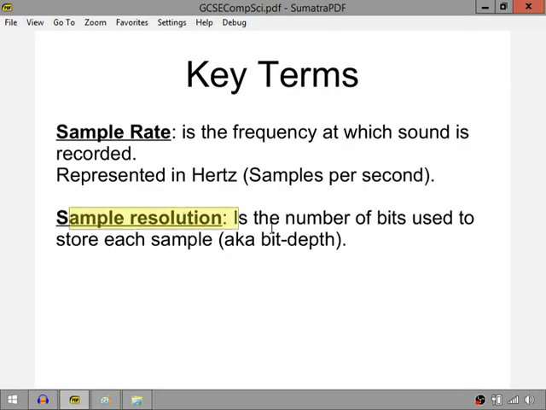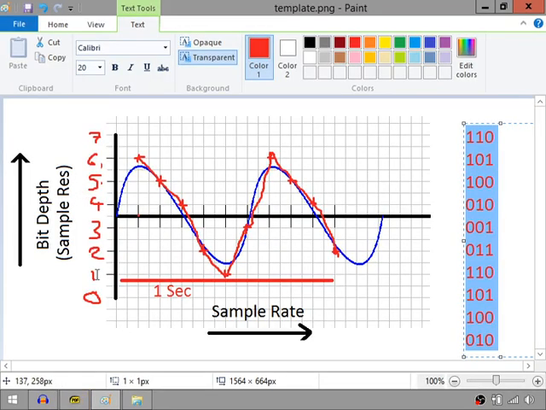And sample resolution, the number of bits used to store each sample. So in this example, we have 8 different points of accuracy for measuring our amplitude. You only need 3 bits to store 8 different values. So in this case, the sample resolution is 3, not 8, not 7. The sampling rate is 3.